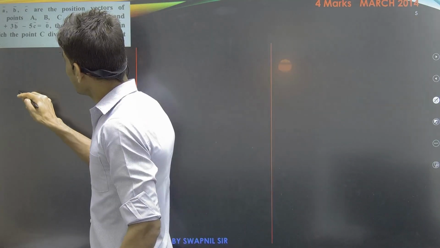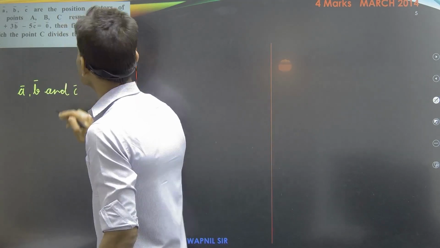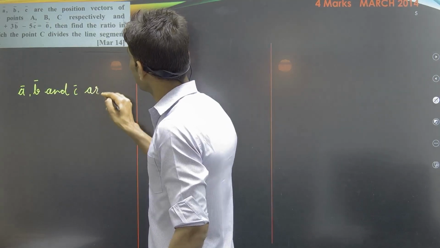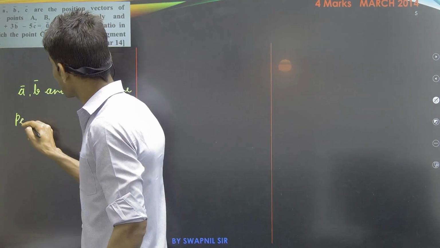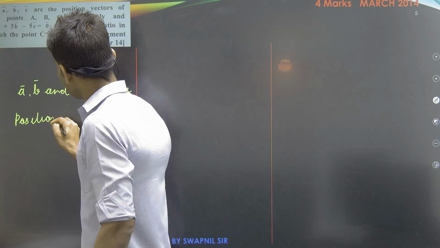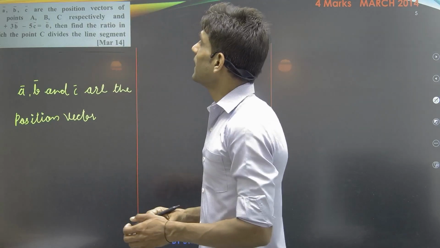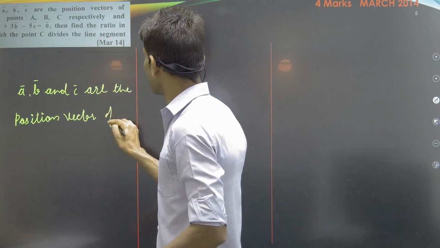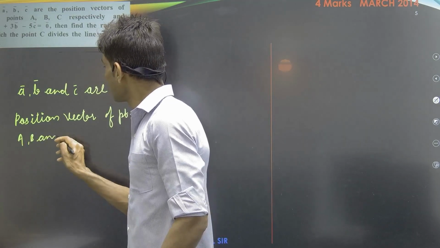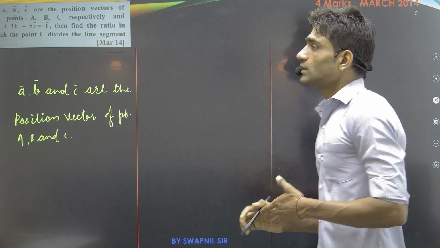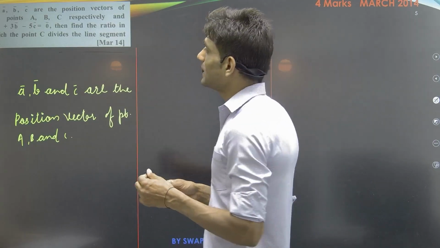So a bar, b bar, and c bar are the position vectors of the points capital A, capital B, and capital C. So we have these three position vectors with the vertices capital A, capital B, capital C respectively.